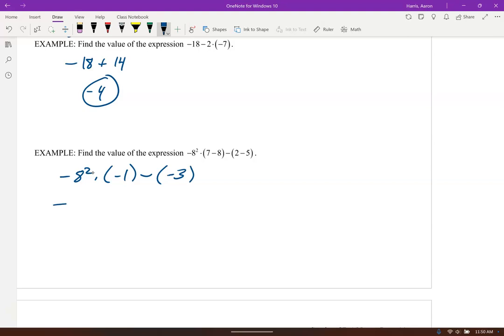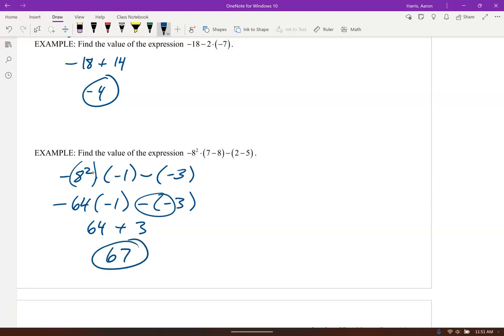So I got -8 squared. 8 squared is 64, right? So it's negative, then the 64. Remember, that's what it means. So -64 times -1 minus a -3. So -64 times -1 is a 64 minus a -3. Negative times a negative is a positive. And then we've got 64 plus 3. So we got 67 on that one.